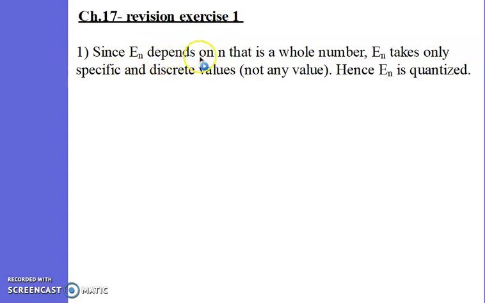So since En depends on n, that is a whole number, En takes only specific and discrete values, right? I mean not any value. Hence En is quantized, okay?